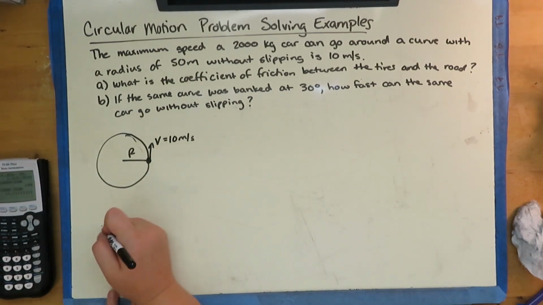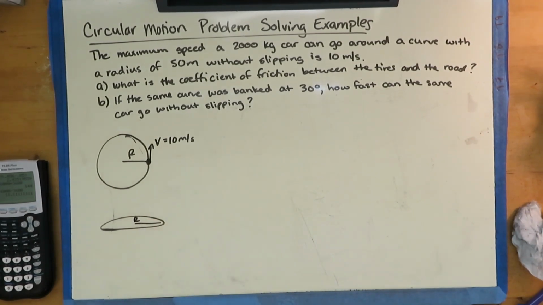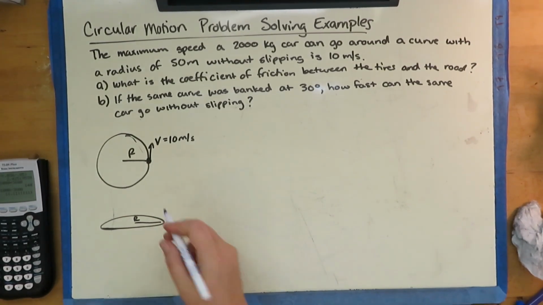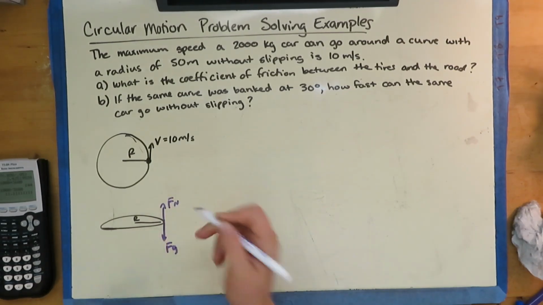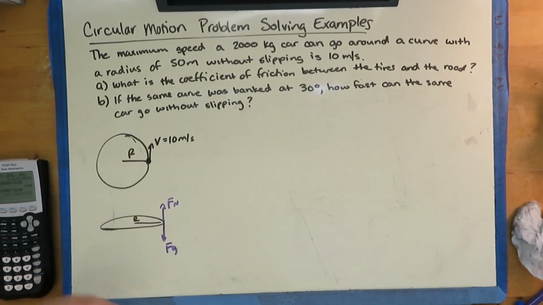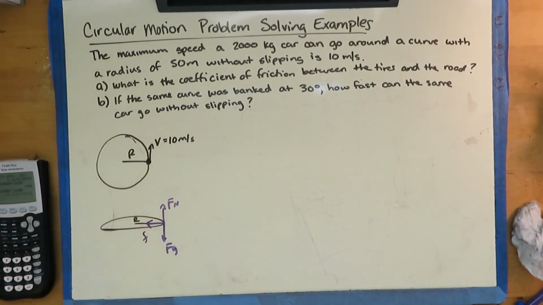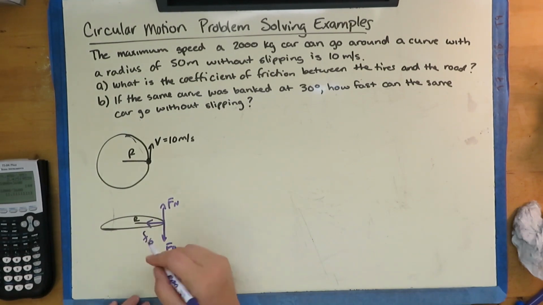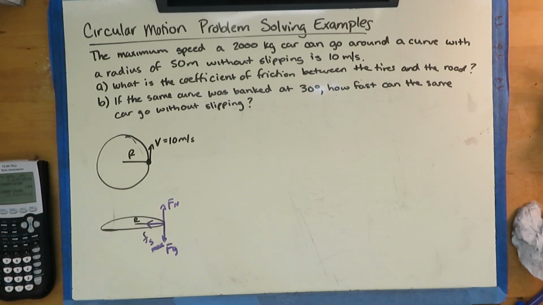So if I look at that from a side view, I can think about what forces are in play. If it's a flat curve, I'd have gravity here, and then I would have normal force. And then what would keep me going in a circle? Well, it's friction, because if there's no friction, I wouldn't be able to go around the circle. And it's actually a static friction force because we're talking about slipping, and we're looking at that maximum value. So what we're looking for is Fs max at this point. We're at that point right before we're slipping.